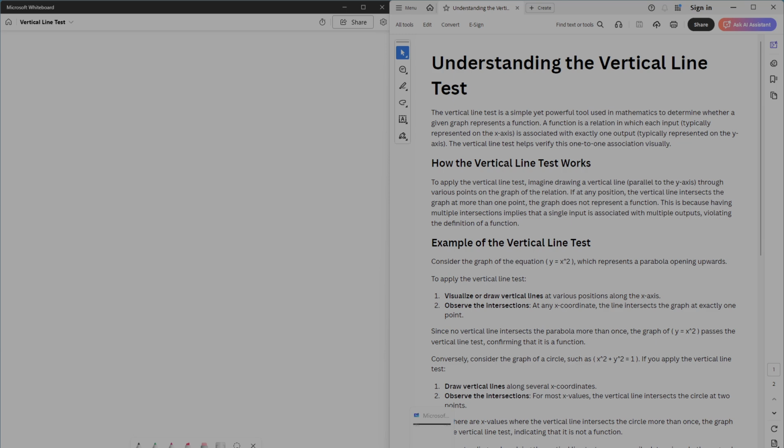The vertical line test is a simple yet powerful tool used in mathematics to determine whether a given graph represents a function. A function is a relation in which input, typically represented on the x-axis, is associated with exactly one output.